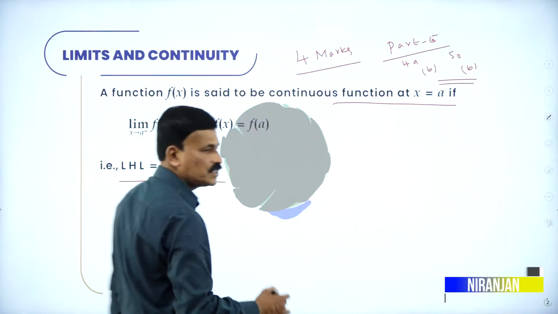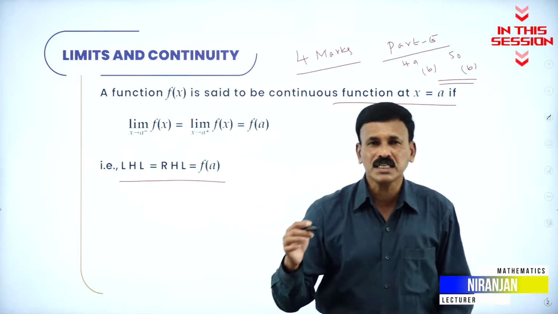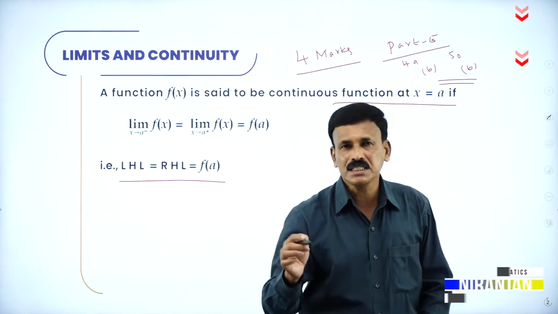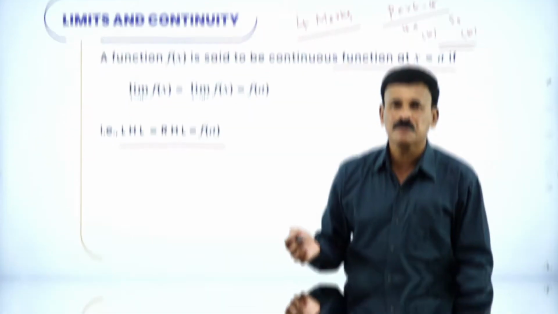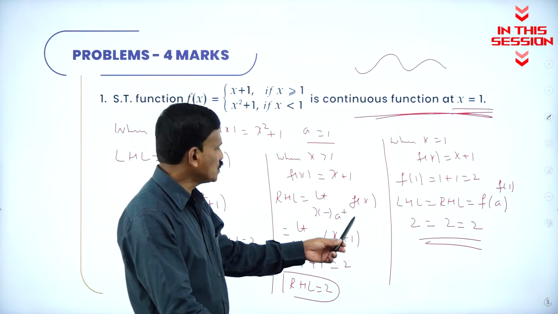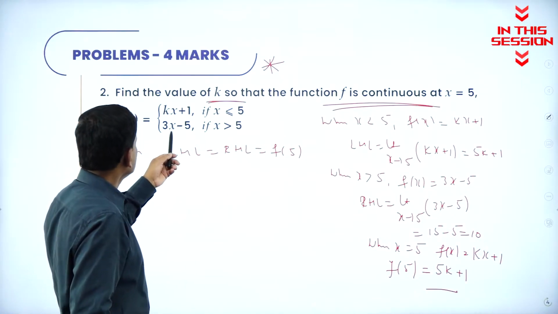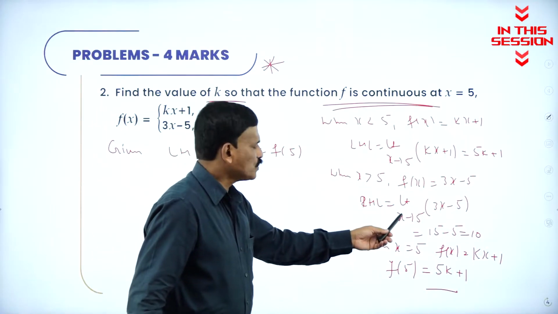If left hand limit is equal to right hand limit is equal to functional value, then the function f of x is said to be continuous at x is equal to a. When x is greater than 1, f of x is equal to x plus 2, limit x tends to a plus of f of x is the definition for right hand limit. When x is greater than 5, f of x is equal to 3x minus 5. You are going to get right hand limit.